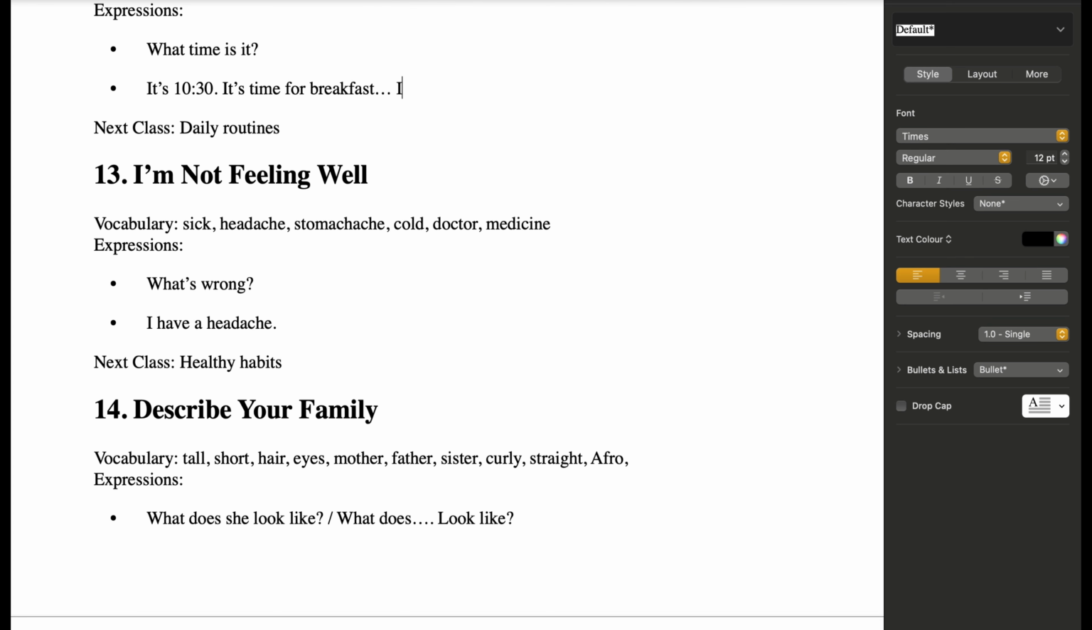Hey, Youngjin, what's wrong? I have a headache. What's wrong? I have a stomach ache. What's wrong? I have a cold. I'm going to see a doctor. Here are the expressions. Right.